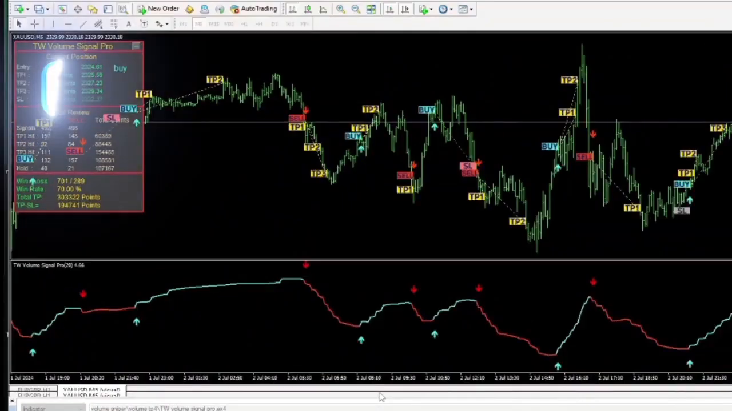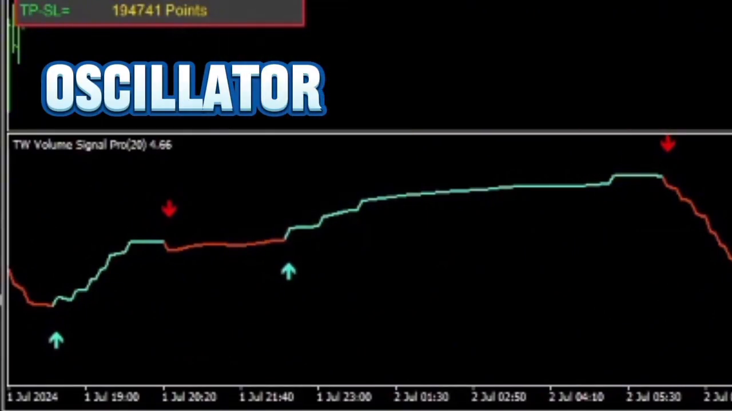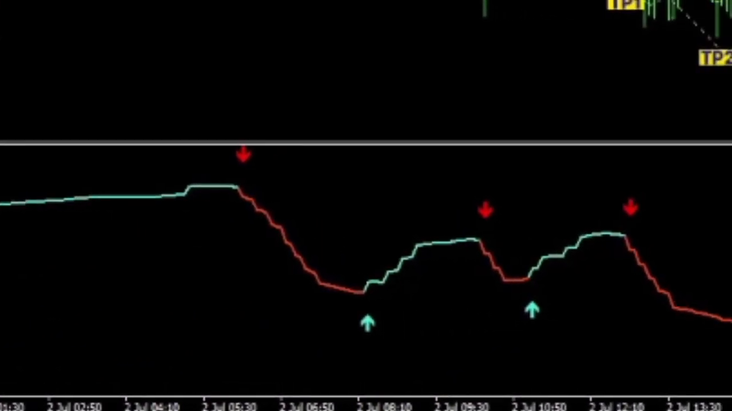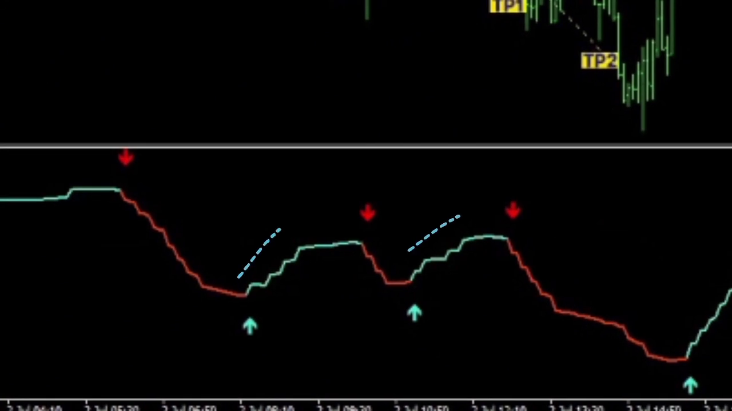Oscillator. The professional volume oscillator signal consists of several simple components. A positive slope of the oscillator indicates an upward trend, while a negative slope indicates a downward trend. At the time of a trend change, the color of the band changes. The blue and red arrows represent the issued signals.